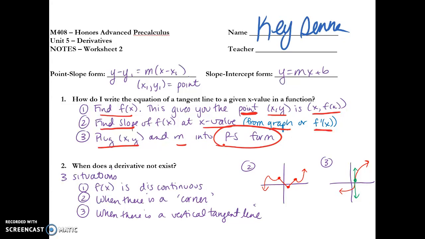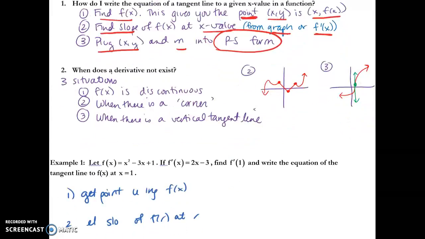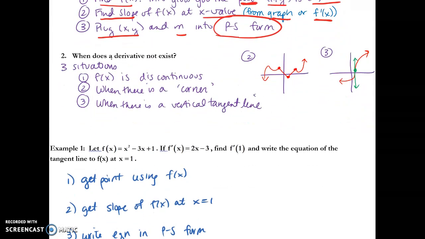Before we talk about how to write these equations, we first want to address the scenario when the derivative does not exist. There are three situations that we want to be aware of. The first is when the function is discontinuous. We talked about this last chapter. We talked about the three different types of discontinuity: jump, point, and infinite discontinuity. In any one of those three scenarios, the derivative does not exist.